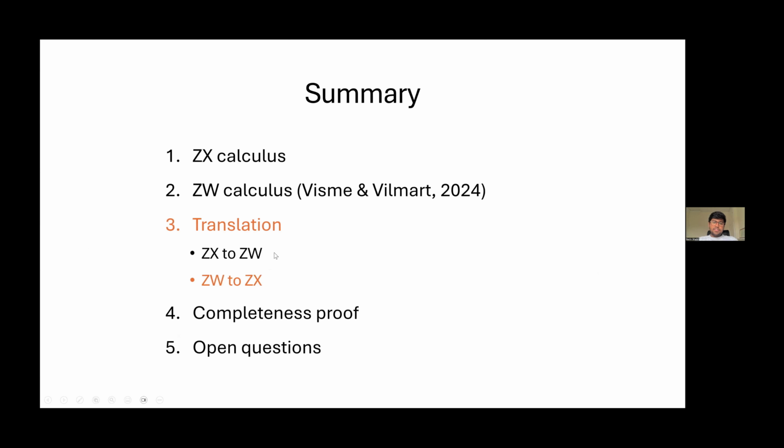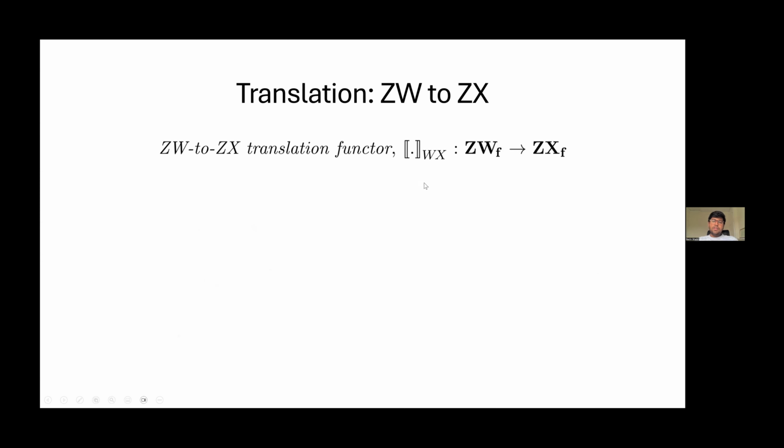All right, the next step, which is the easier step, is to go from ZW to ZX. And for that, we also have a different functor, which will be labeled by these brackets, WX. And here's how it's defined. So for Z spider, labeled by R, we can simply have another Z spider in ZX, labeled by R to the power n, and you have a square root of n factorial term.